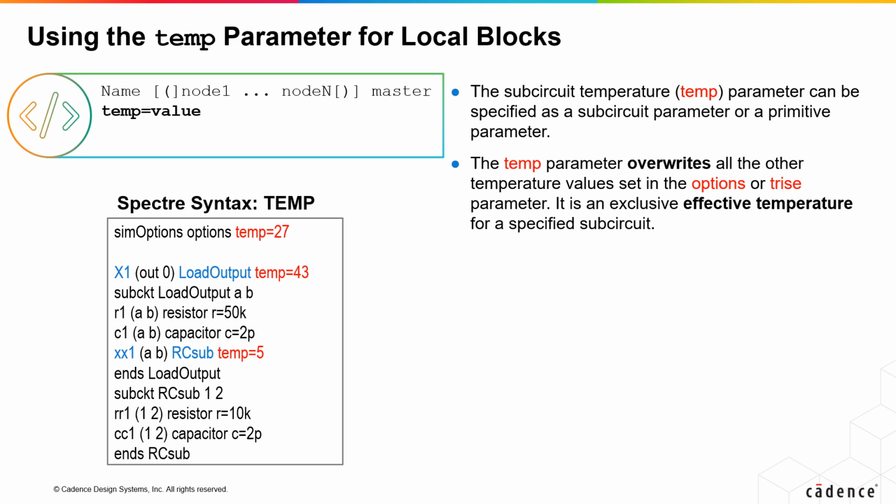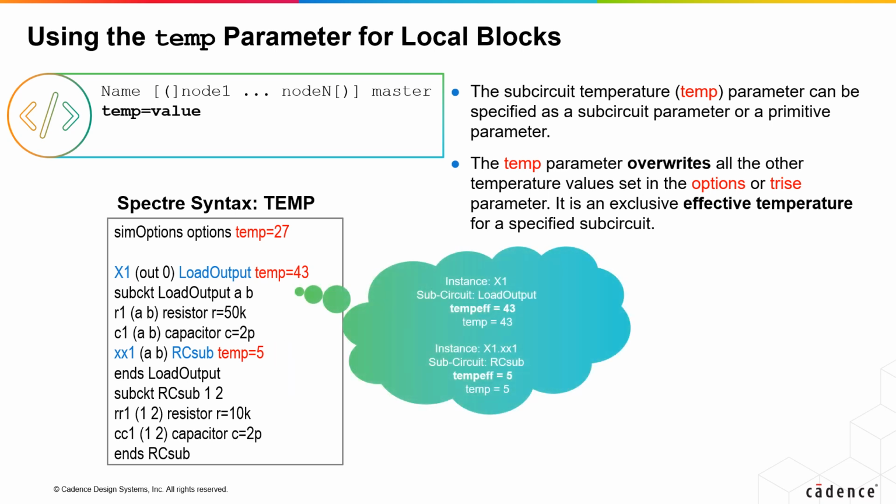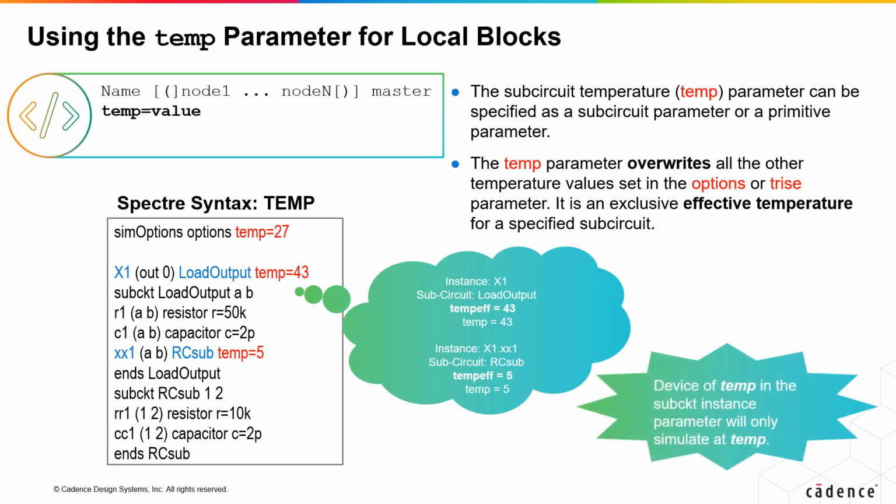So here in this example, we have the simulation temperature set to 27. Then, for the X1 load output instance, we have a temp set to 43, while for XX1 RC sub it is 5. Now, because of exclusive temperature effect, the effective temperature of the X1 load output instance is 43, and for XX1 RC sub it is 5. So, you see that a subcircuit instance with the temp parameter will only simulate at the temp value set on it.